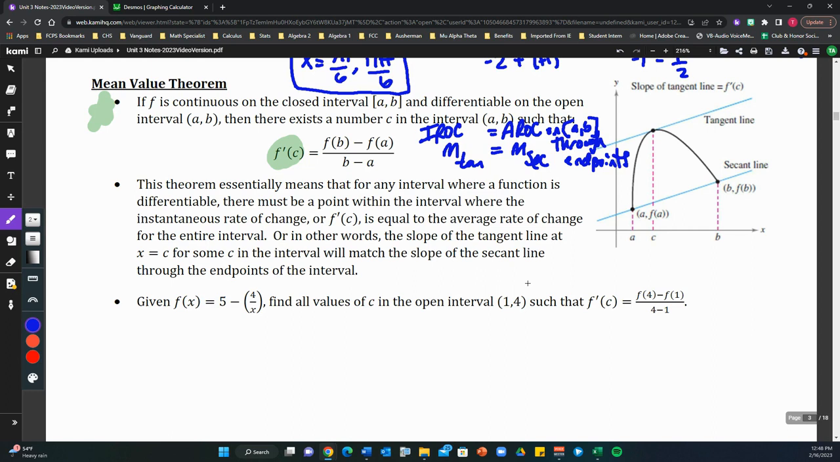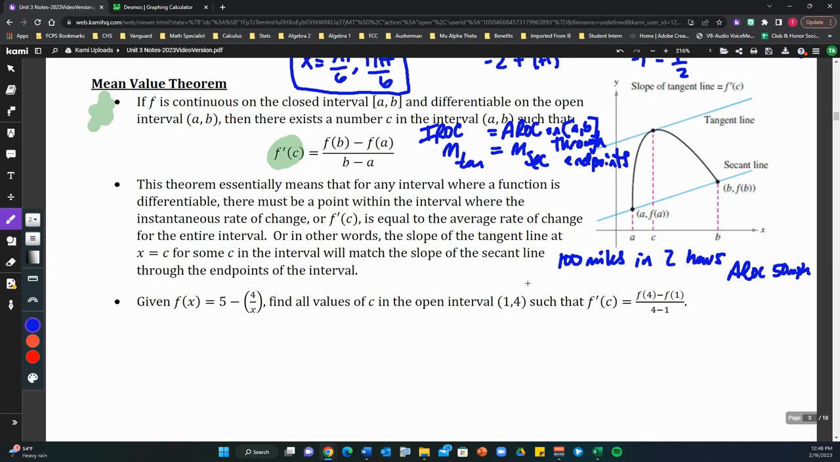Or a simple, easy, real-world example to think about this is, suppose that you travel 100 miles in 2 hours. Well, that would be an average rate of change of 50 miles per hour.